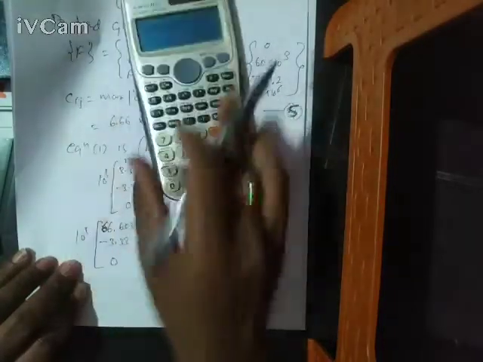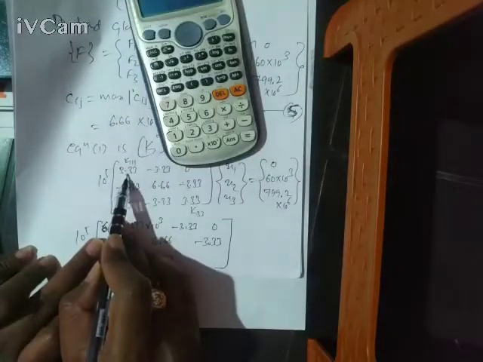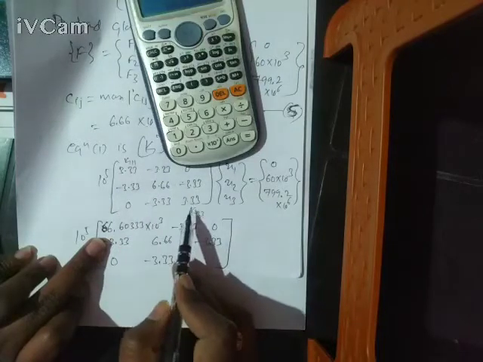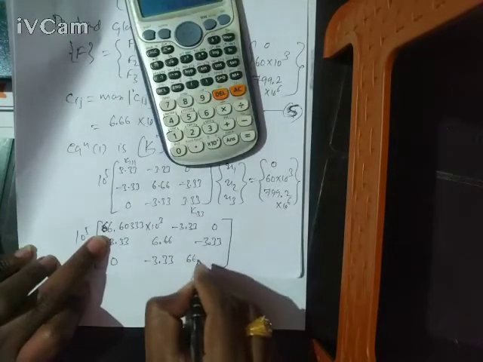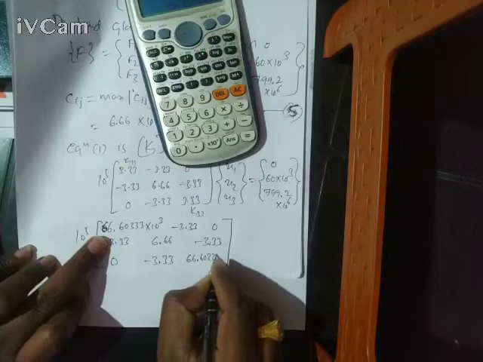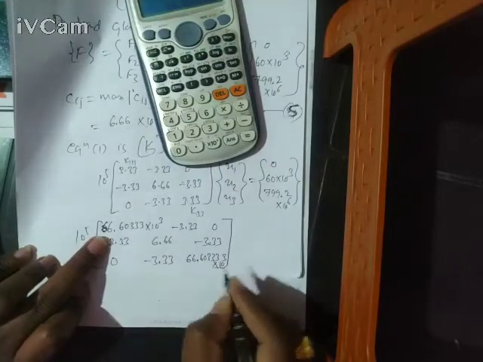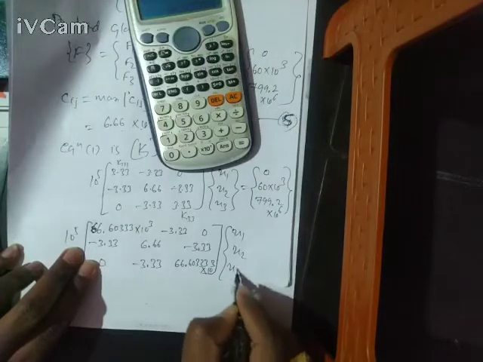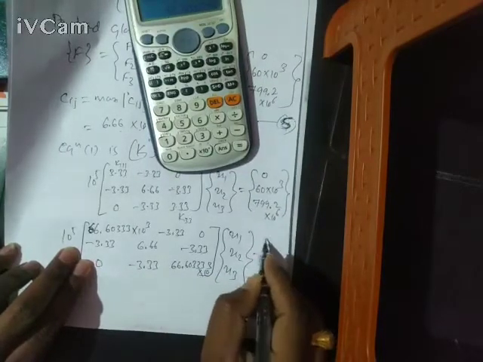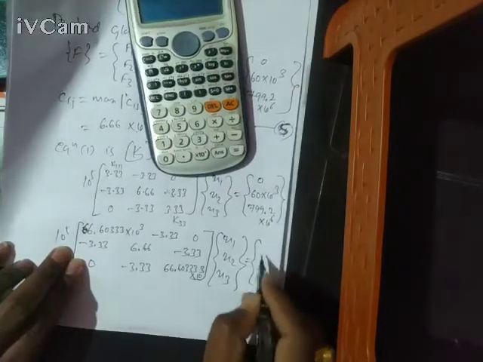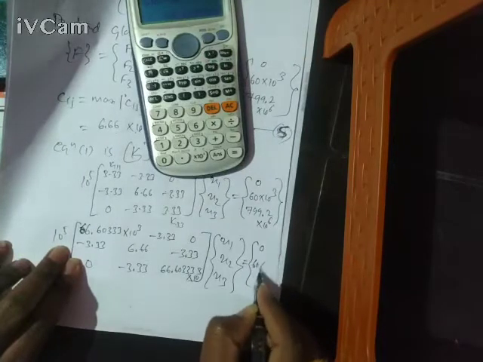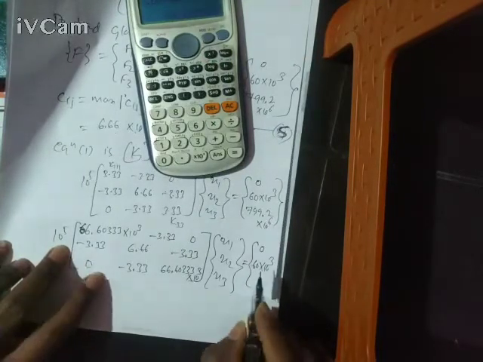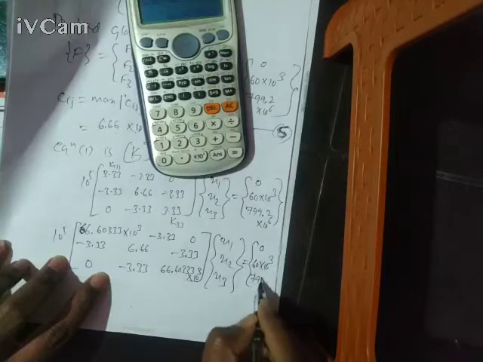So now I will be getting the same value, because K11 is same as K33. So again I will be getting 66.60333 into 10 to the power 3. Fine. So U1, U2, U3 is equal to force 0, 60 into 10 to the power 3, and this is 799.2 into 10 to the power 3.